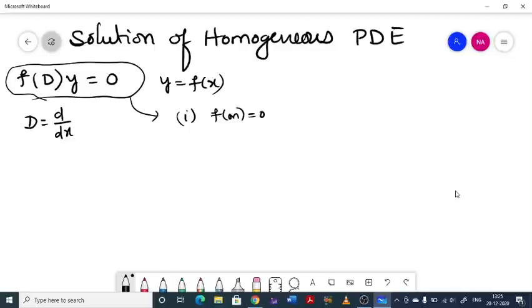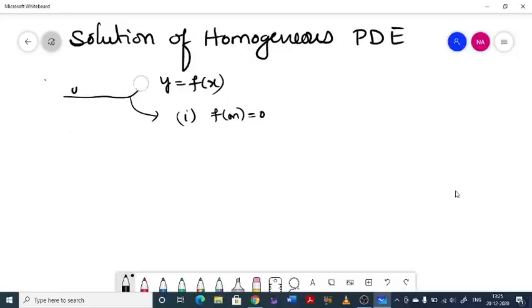If all the roots are real and distinct, then how to write the solution. Second case, all the roots are real and some of them are equal, then how to write the solution. And third case, if the roots are complex numbers, then how to write the solution. That we have discussed in the previous video. With that in mind, in this video we shall discuss problems on the solution of homogeneous partial differential equations.